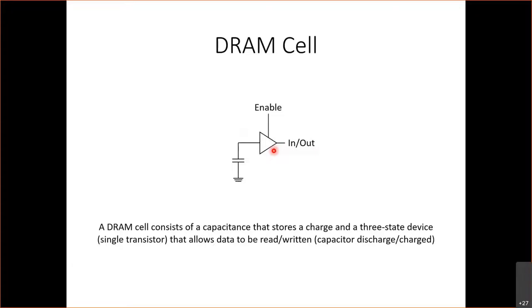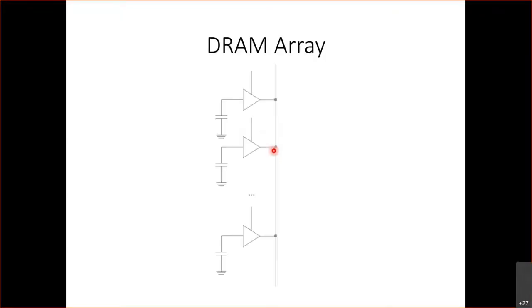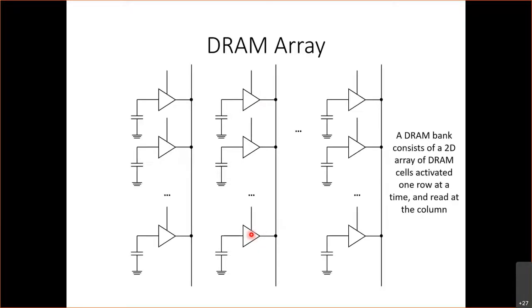Okay, a DRAM array looks like this. You have multiple DRAM cells connected to a column wire. And at any point in time, because all of these are connected to a wire, you will only read one of these cells. A DRAM bank is going to consist of multiple of these vertical wires, with these DRAM cells all connected to a wire. So you're going to have multiple of these. A DRAM bank consists of this 2D array of DRAM cells.